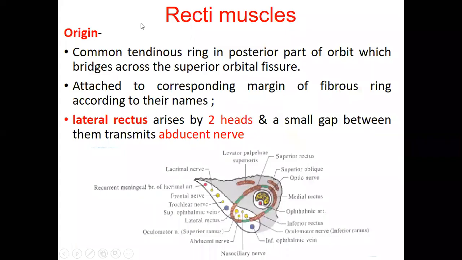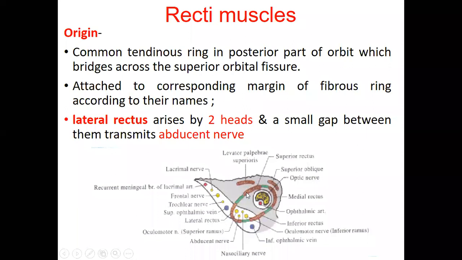Now come to the recti muscles. Origin of the recti muscles: they originate from the common tendinous ring in the posterior part of the orbit, which bridges across the superior orbital fissure. And this common tendinous ring also encloses the optic canal. So you can see optic nerve and ophthalmic artery within the common tendinous ring.